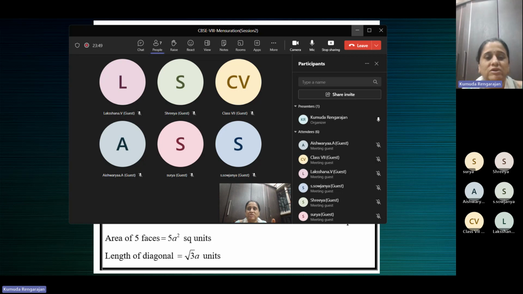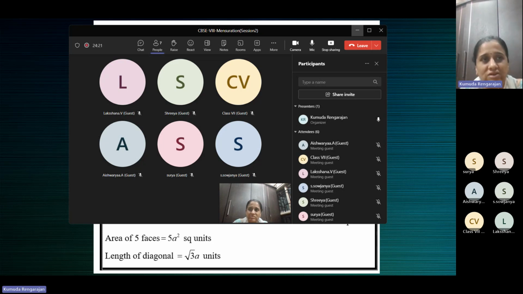Volume of a cube is equal to A cubed cubic units, because volume is equal to area into height. Area means area of the uniform cross section. Area of the uniform cross section is A square into height is A. So A square into A is A cube. A cube cubic units is the formula to find the volume of a cube.